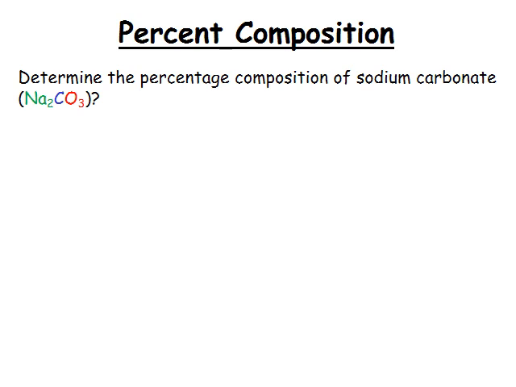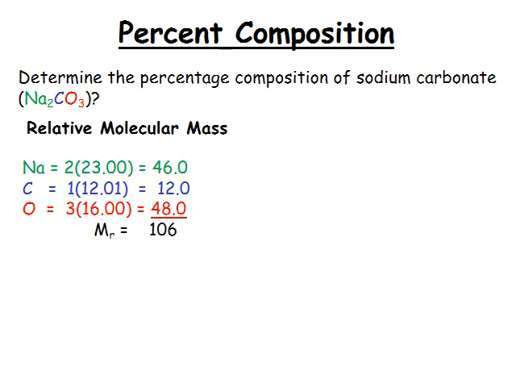To further practice this skill, try and determine the percentage composition of sodium carbonate, Na2CO3. So pause the video now, try and work it out, then come back and we'll go through the answer together. Okay. So first thing we're going to do is work out the relative molecular mass of sodium carbonate. So it's going to be 2 times the relative atomic mass of sodium, which is 23. So 2 times 23 is 46. 1 times carbon, which is 12. And 3 times 16, which is 48 for oxygen. So the relative molecular mass is 106.